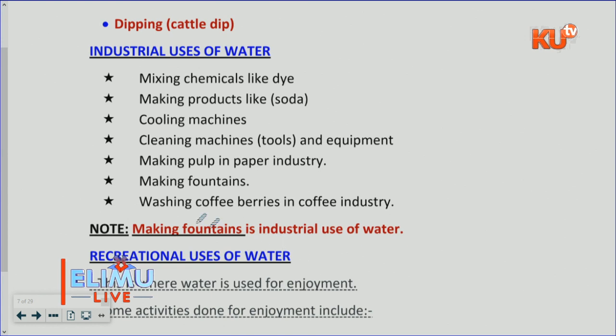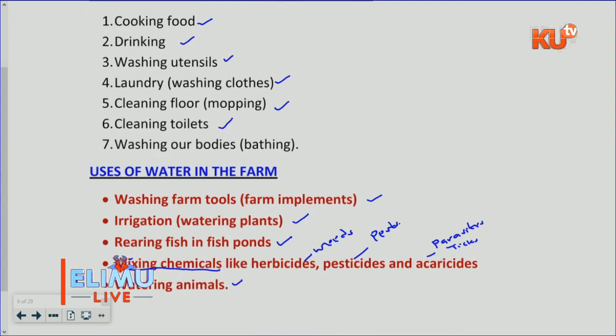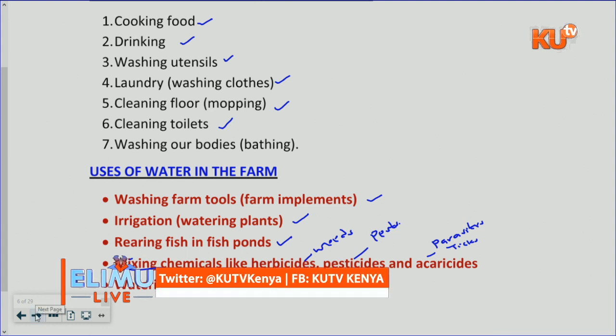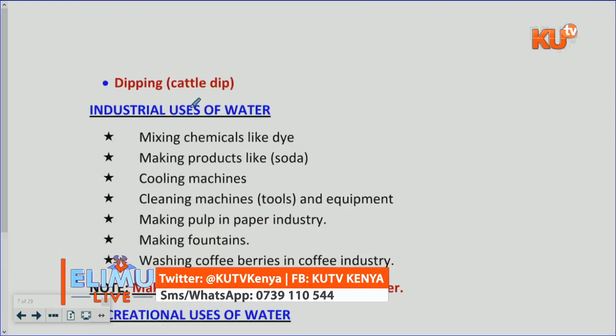One, it is used in mixing chemicals. Earlier, under uses of water in the farm, I said water is used for mixing chemicals, and I underlined the words mixing chemical. When I go back to the industrial use of water, I began again with the same one, mixing chemical. So mixing chemical is a use of water both in the farm and in industry.